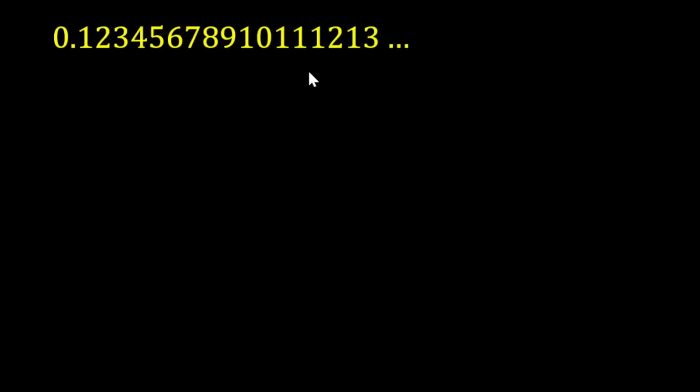One more example, 0.123456789101112 13. So like this we can continue numbers forever. So here also we cannot find any particular group which is getting repeated. So it is non-terminating and non-recurring. Such type of numbers we cannot write in the form of p by q. So this is also not a rational number.